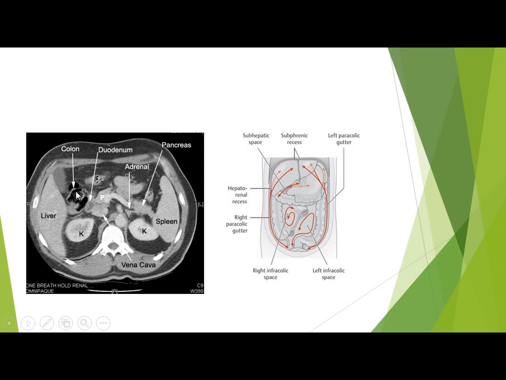Here it shows the colon. This is the ascending colon. Medial to it is the duodenum, and laterally it's the right paracolic gutter, and medially is the infracolic space. And here the descending colon: lateral to it is the left paracolic gutter and medial to it the left infracolic space. Posterior to the ascending and descending colon are the posterior abdominal wall muscles and the kidney.